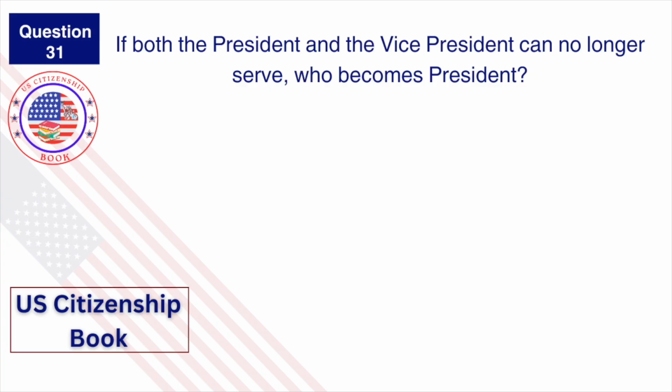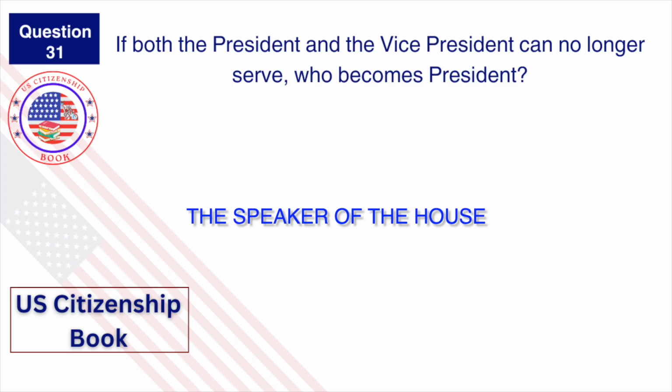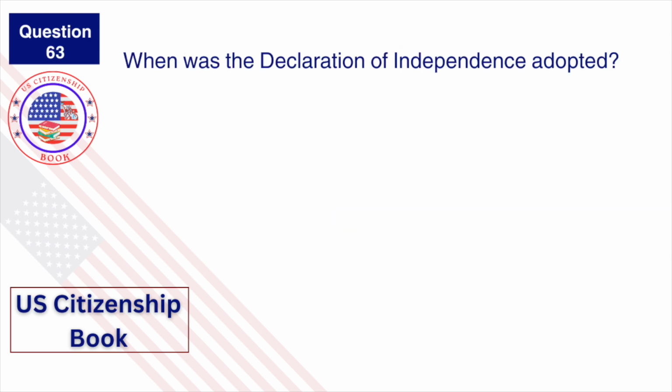If both the president and the vice president can no longer serve, who becomes president? The Speaker of the House. When was the Declaration of Independence adopted? July 4, 1776.